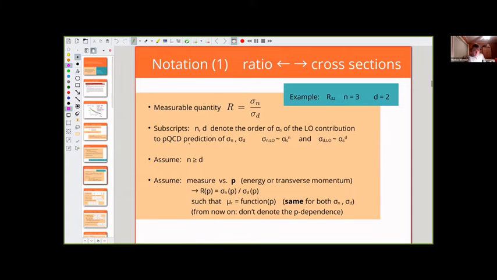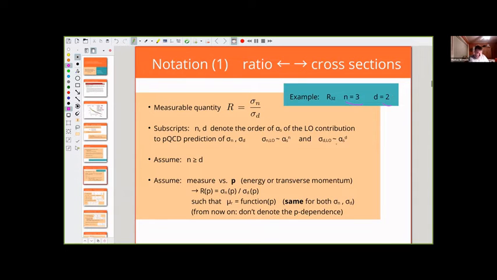Okay, so let's start with the notation. We have a measurable quantity R. It's the ratio of sigma n over sigma d. n stands for the numerator, d for the denominator. But n and d are also numbers, and they both denote the order of alpha s of the respective leading order contribution to the pQCD prediction. So for example, for R32, the numerator at leading order is order alpha s to the 3, while the denominator is order alpha s squared.